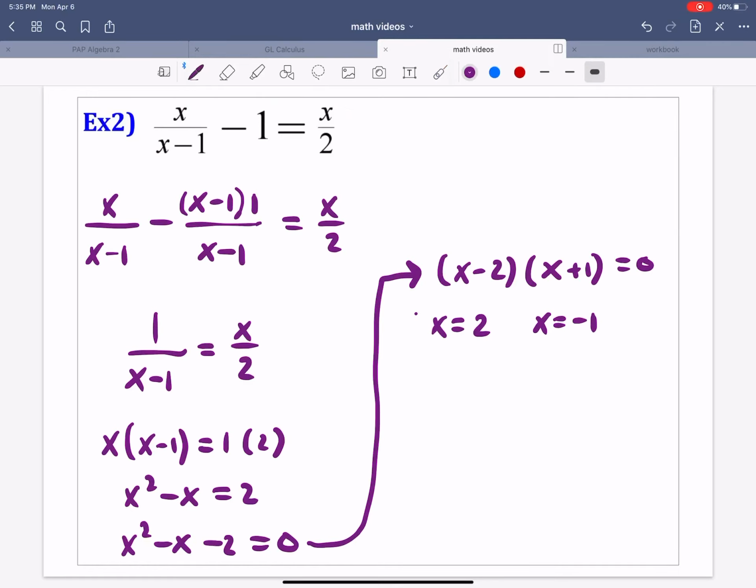You should check both of those, and they both work out just fine, but you should go back and do that, okay? And you get x equals 2 and x equals -1. So there's two solutions to this equation, okay?